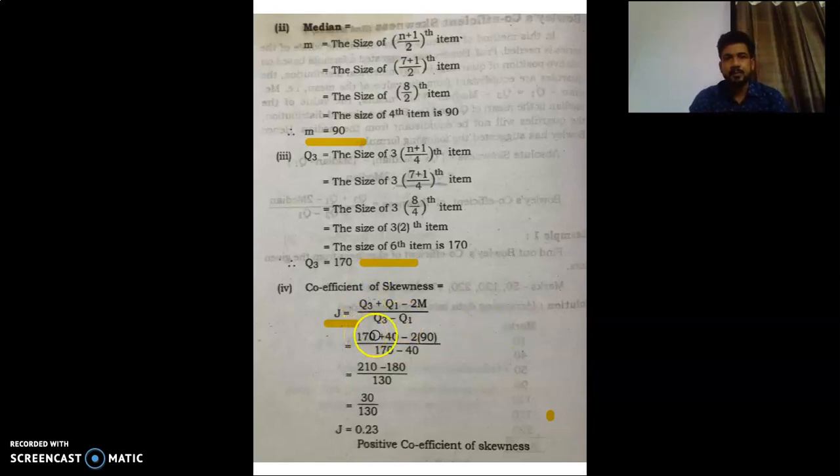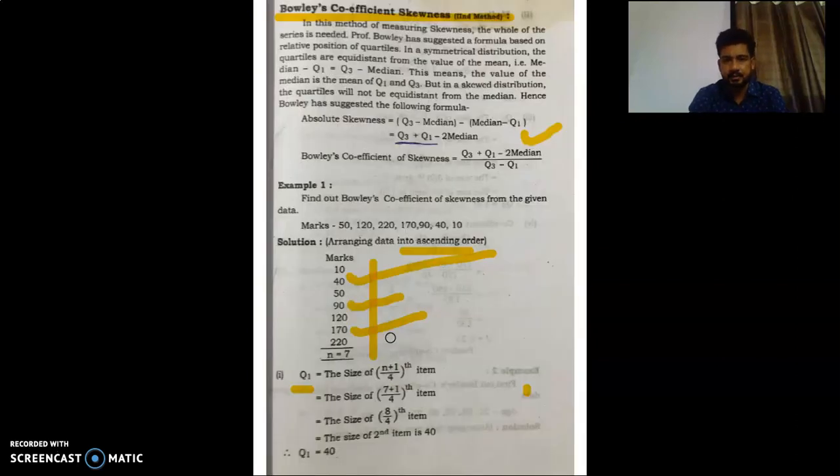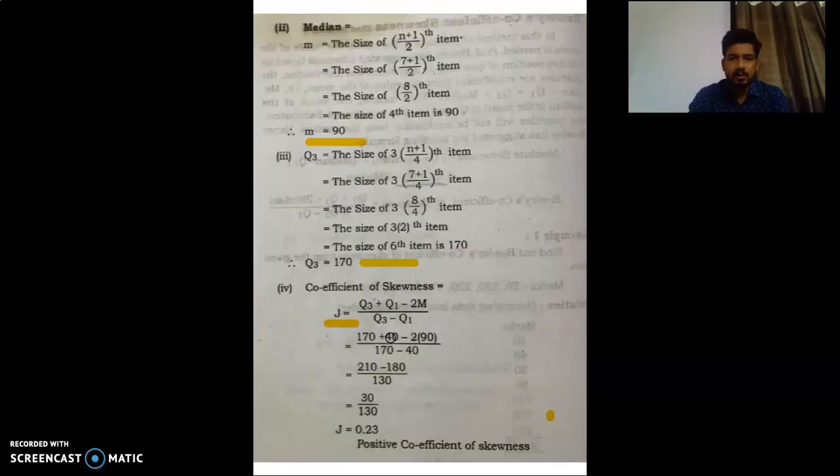We will put the figures in the formula. Q3 170 plus Q1 40. Let me check it again. Yes, Q1 40, minus 2 times M 90, divided by 170 minus 40. So it will be 210. 170 plus 40 is 210, minus 2 times 90, which is 180, divided by 170 minus 40, 130. 210 minus 180 is 30. 30 divided by 130 equals 0.23. As there is no negative sign, it is a positive coefficient of skewness.